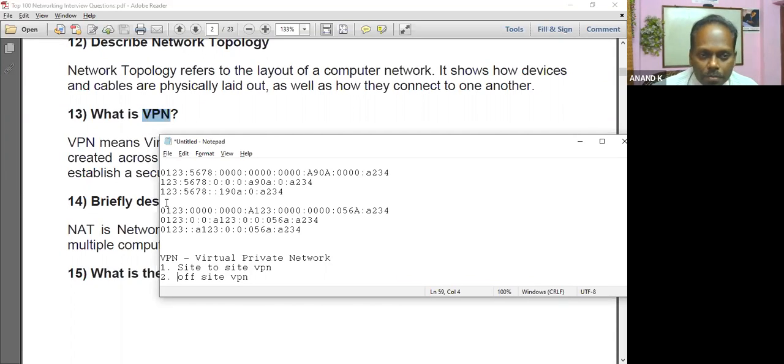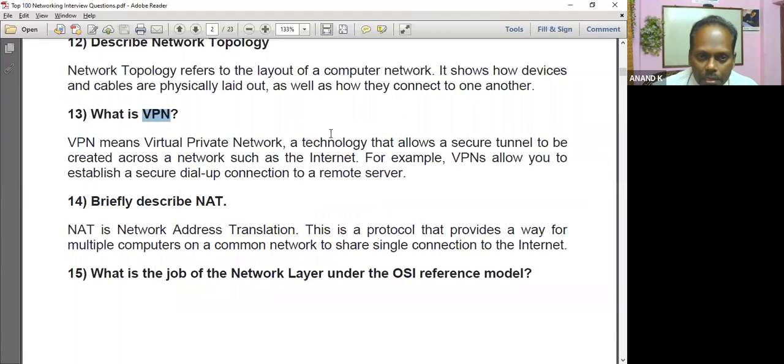Virtual Private Network. Okay, a technology that allows a secure tunnel to be created across networks such as the internet. For example, VPNs allow you to establish a secure dial-up connection to a remote server. Dial-up is from the olden days, but today we use even two-factor authentication also.